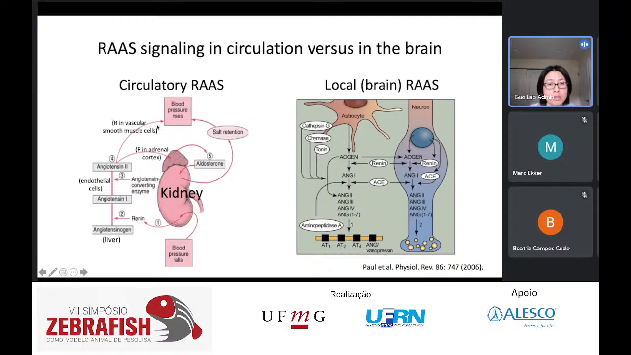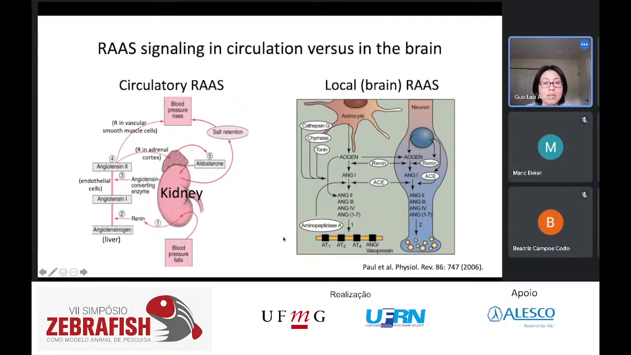to vasoconstriction of the blood vessels, as well as salt retention, and both of these will increase blood pressure. Therefore, inhibitors of this angiotensin receptor 1 can relieve high blood pressure and lead to a decrease of blood pressure.